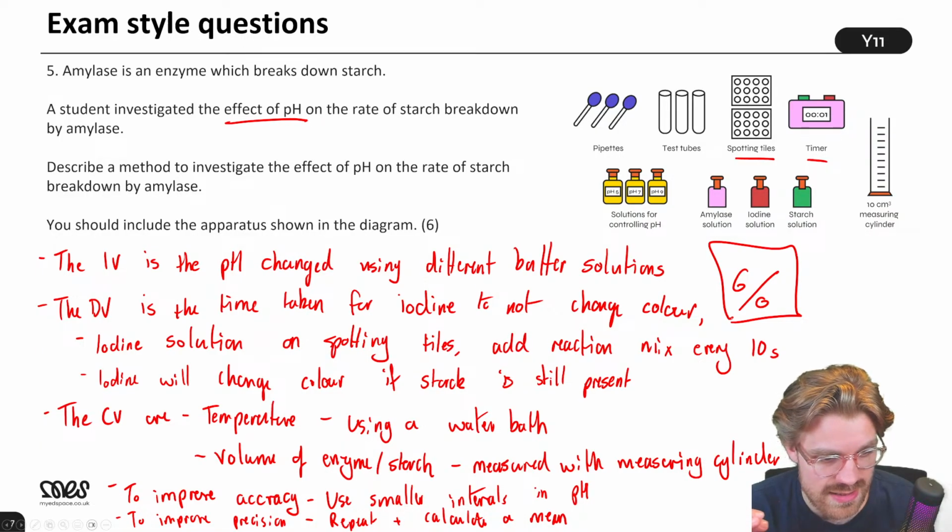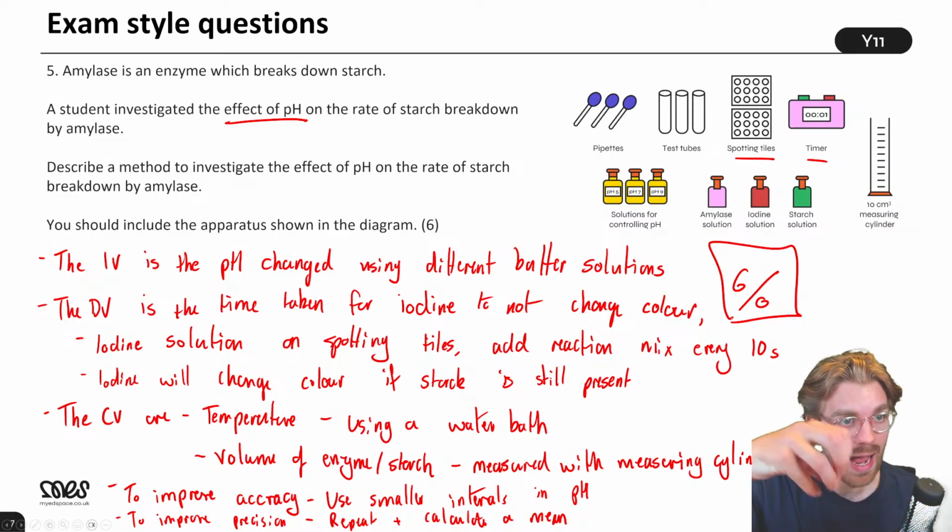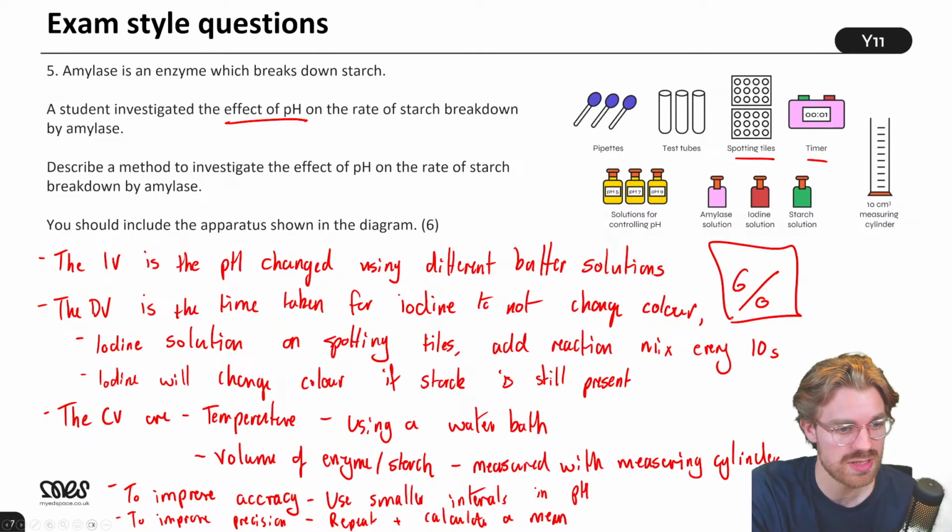Kenzie, so I don't have to say things like first add 2 to 3 drops of iodine solution to a spotting tile. No, you don't need to say something like that. You'd need to say like have the iodine solution on the spotting tile because the iodine solution changes color when the starch is still present. That's what you'd have to say, but you don't need to give really detailed descriptions like it's a recipe.